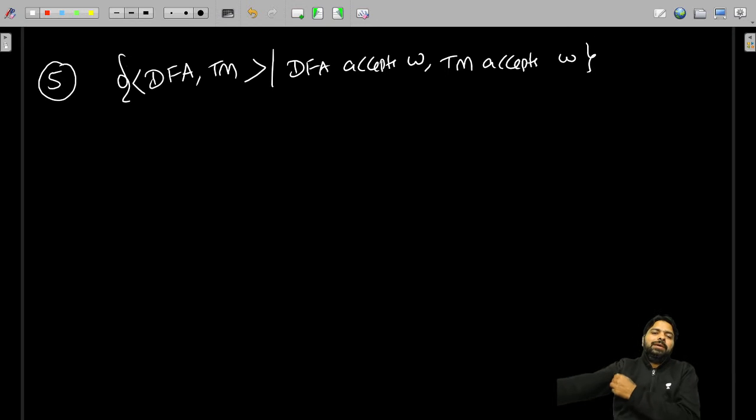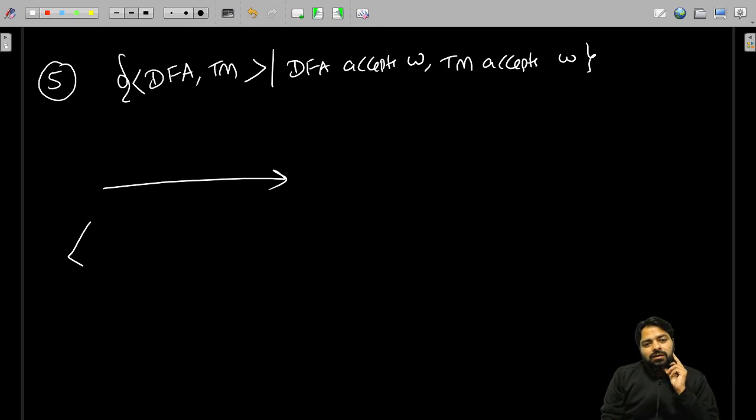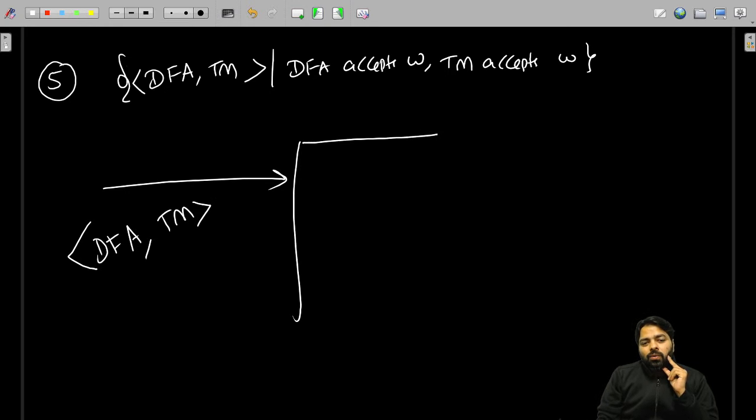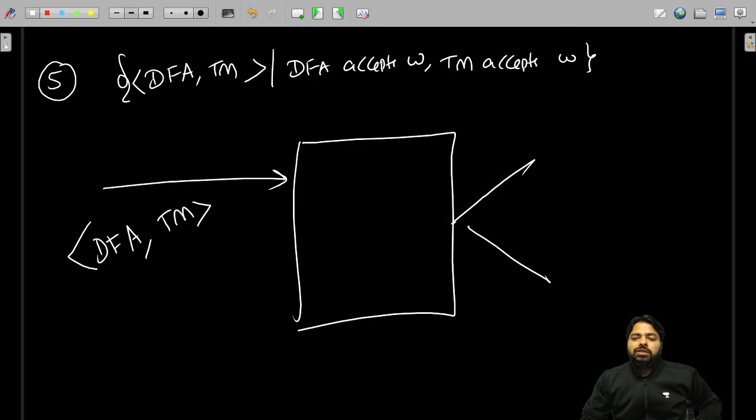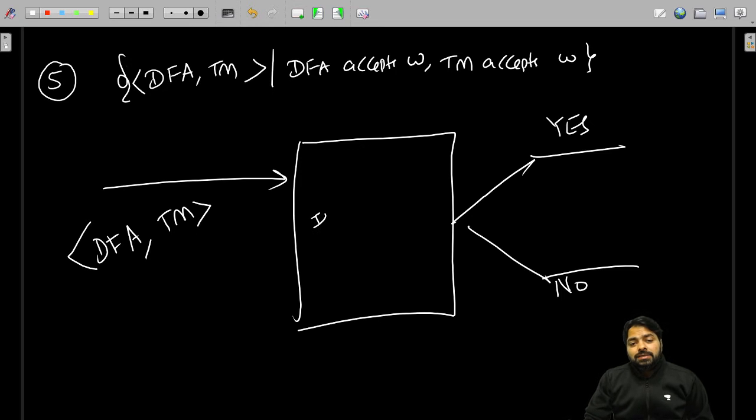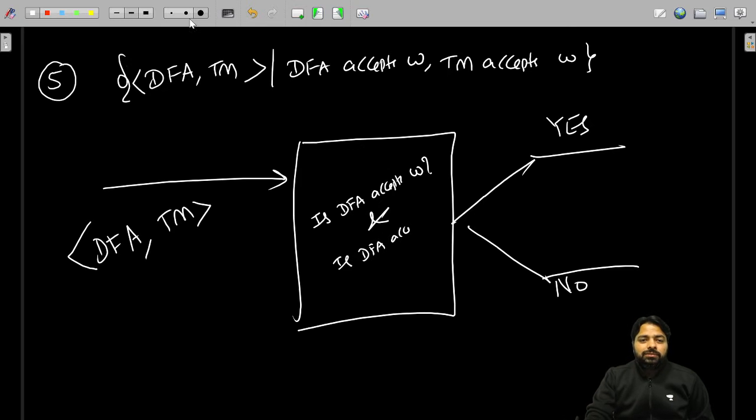Okay. Now tell me, guys. Now the input is a DFA and a Turing machine. This is the input style. Now how do you check? Do you have any logic? Here you have to check both of them: does the DFA accept W, and does the Turing machine accept W? Both you have to check, not one. Anyhow, for the DFA we have a logic, an algorithm for yes or no.